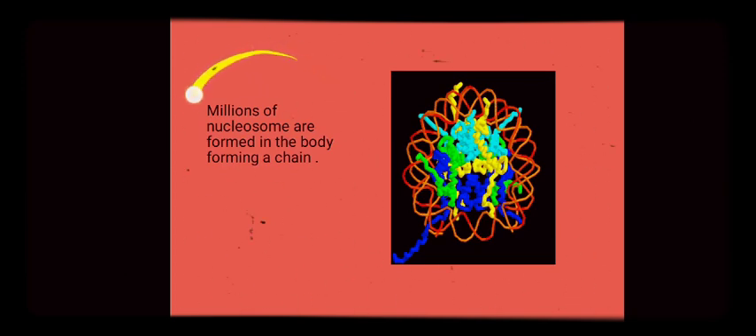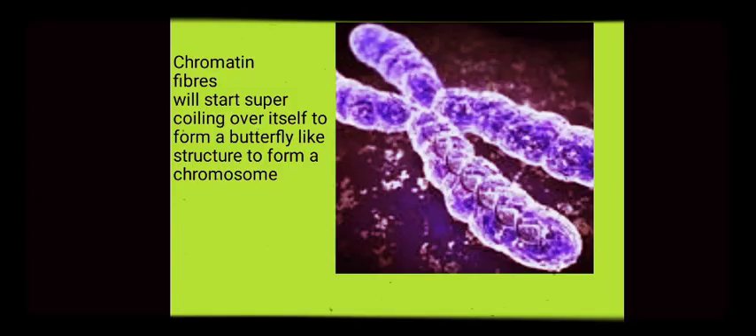So millions of nucleosomes are formed in the body, forming a chain. Chromatin fibers now will start supercoiling over itself to form a butterfly-like structure to form a chromosome. So what happens is the chromatin fibers will start coiling over, all right, to form a butterfly-like shape, to form a chromosome. All right.